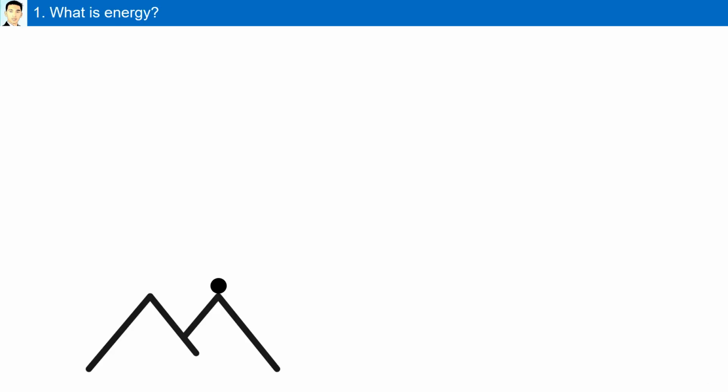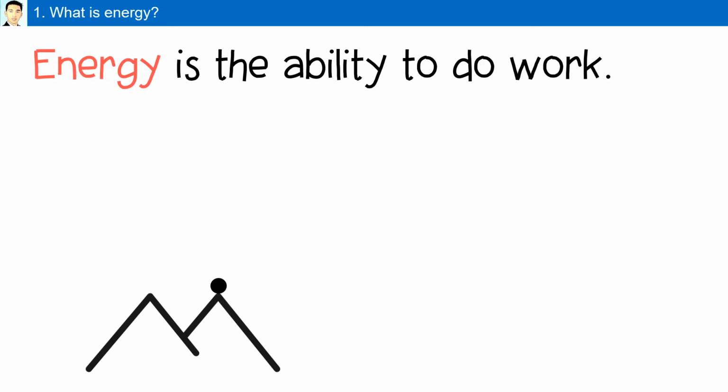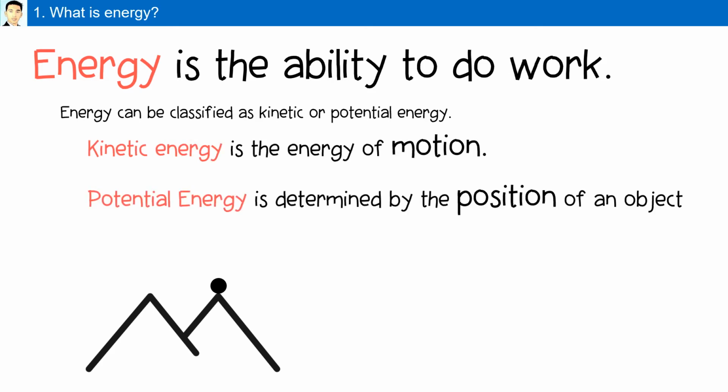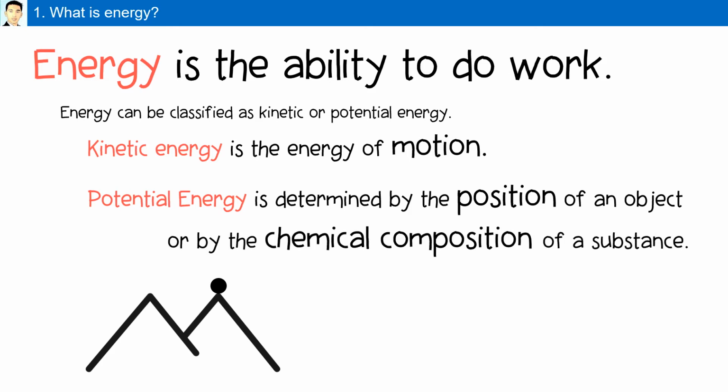What is energy? Energy is the ability to do work. Energy can be classified as kinetic or potential. Kinetic energy is the energy of motion, while potential energy is determined by the position of an object or by the chemical composition of a substance.